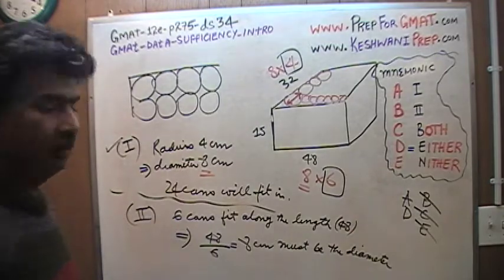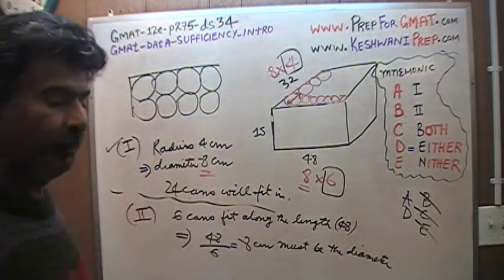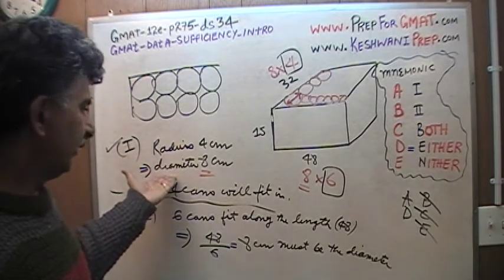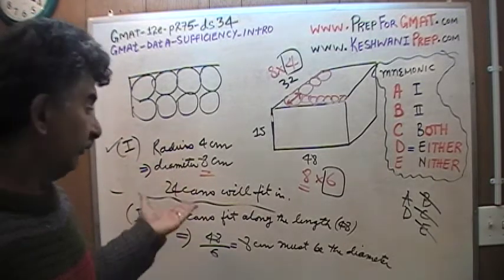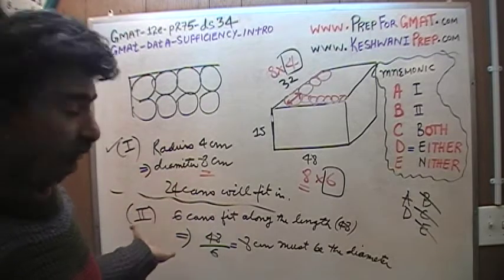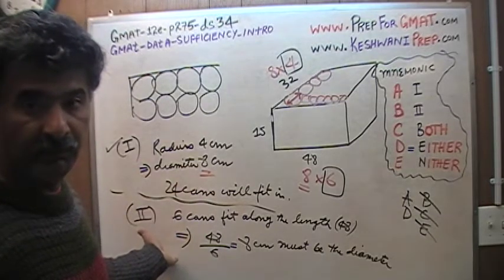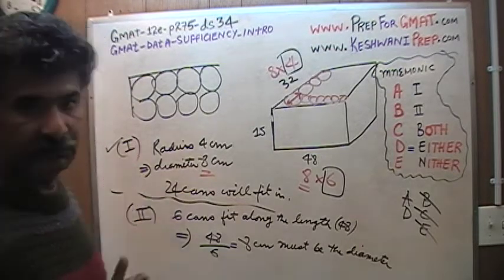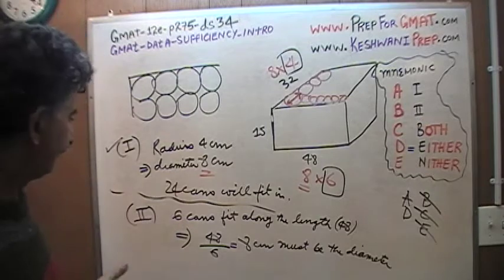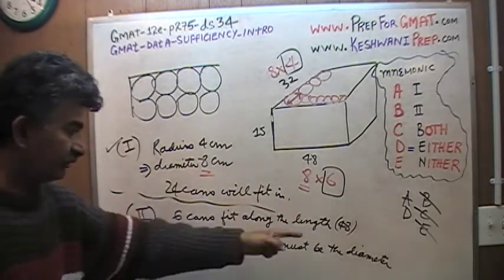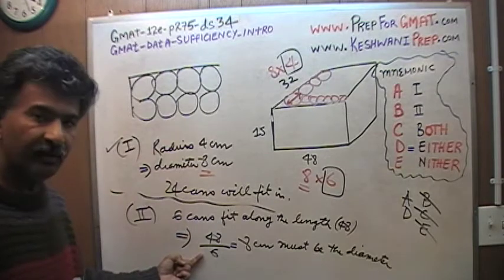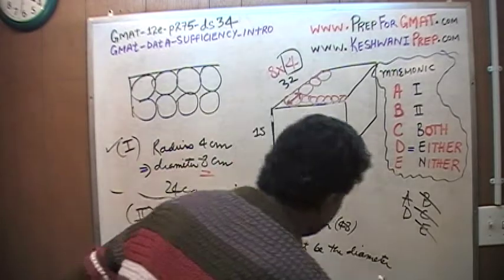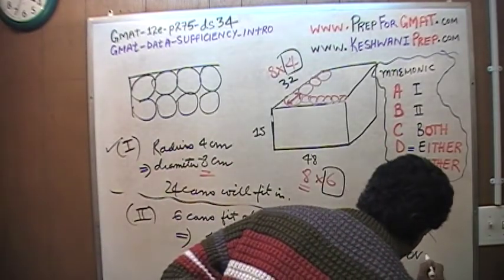which is exactly the kind of information that they had given us in the first statement, except instead of calling it diameter, they gave us the radius. But from the radius we found the diameter, so this is the exact same thing. So if the first statement was enough to answer the question, so is the second statement, because the information in the second statement is no different than the information in the first statement, just stated in a different way. If 6 can fit along the length, which is 48, then 48 divided by 6, which is 8 centimeters, must be the diameter of one can.